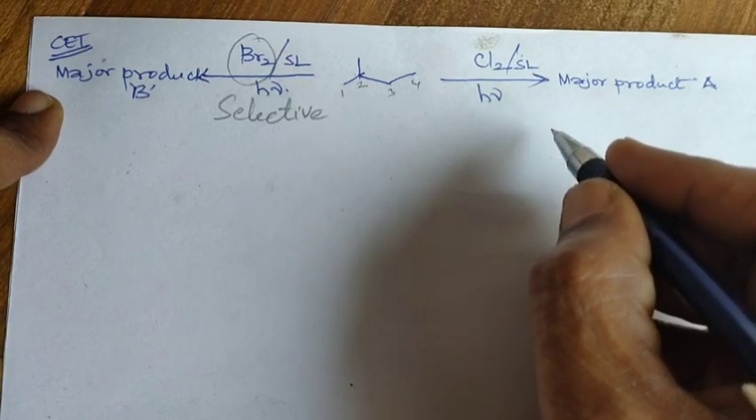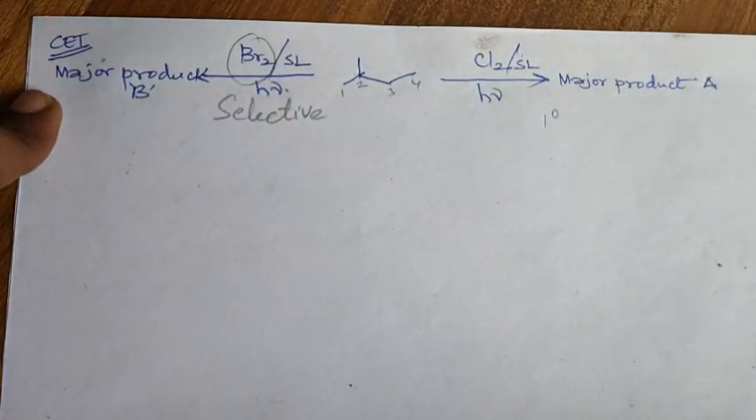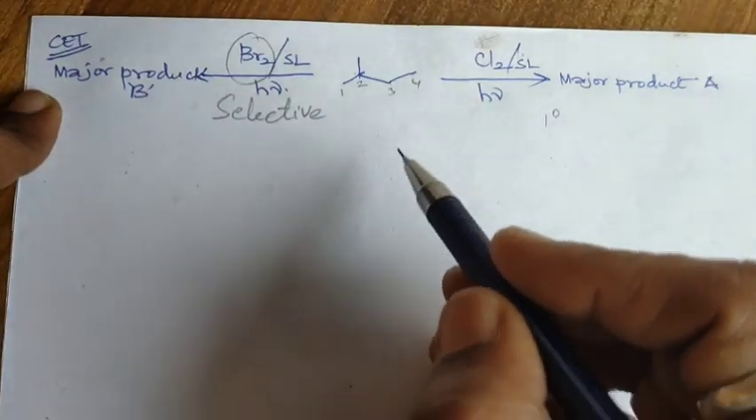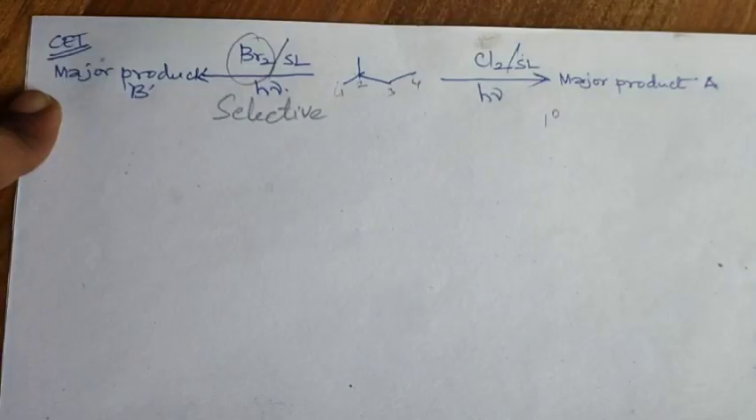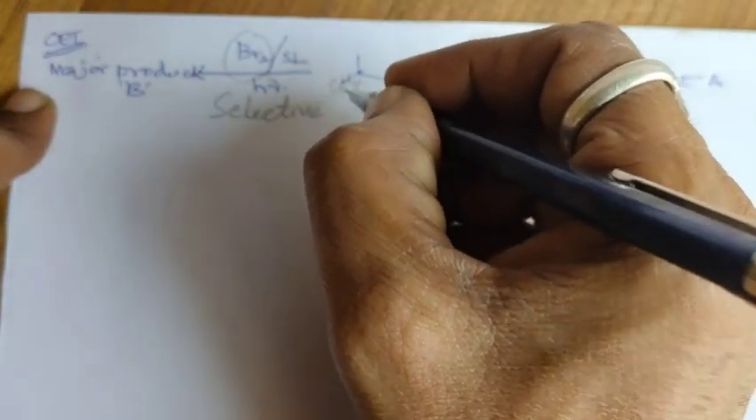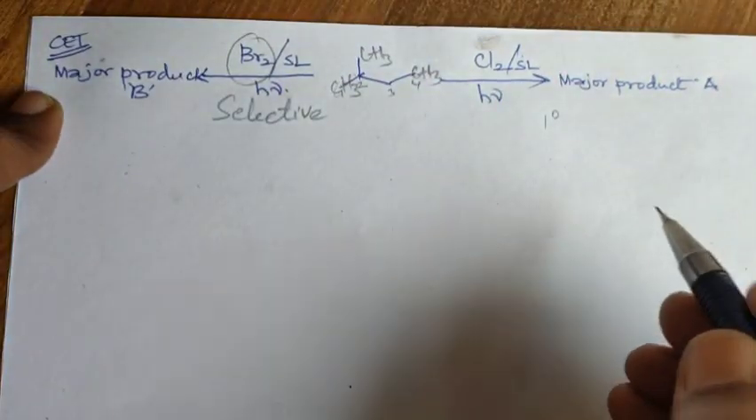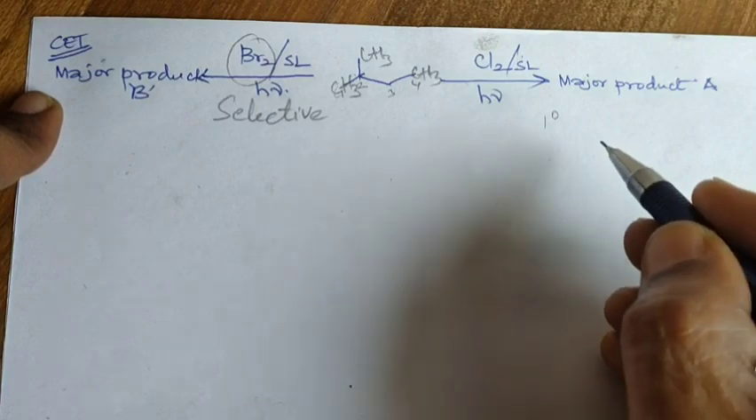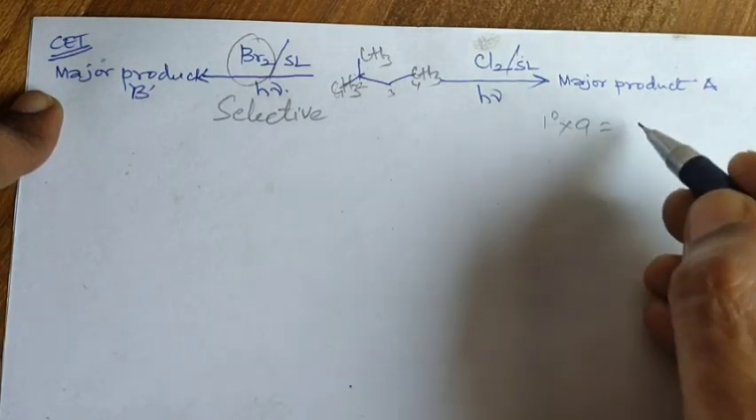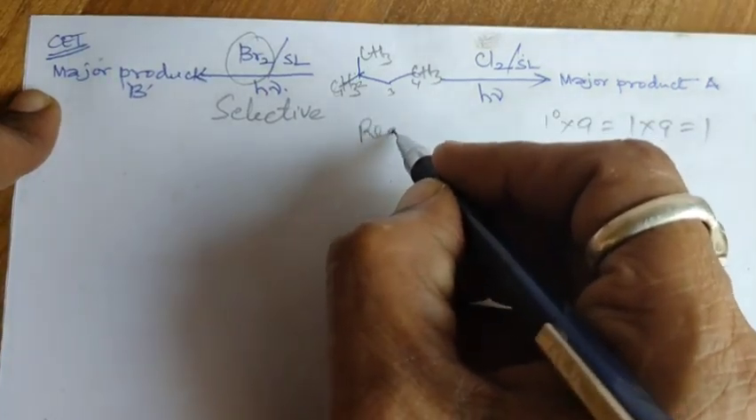Yes, how many primary hydrogens? Number of primary hydrogens here, how many? This is CH3, this is CH3 and CH3. Primary hydrogens are 9. Primary hydrogens 9, that is reactivity 1 into 9.